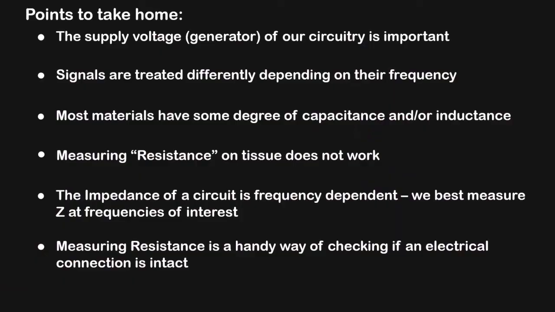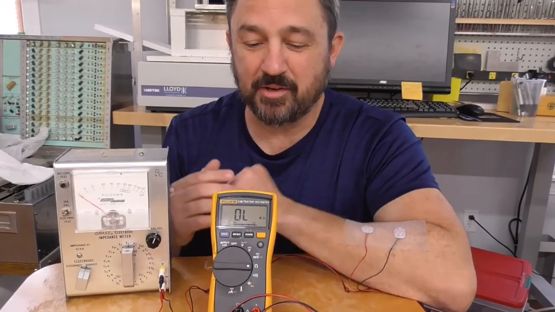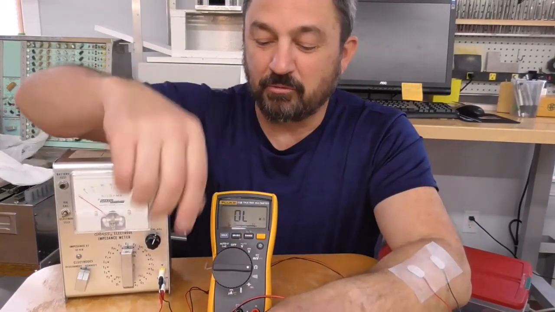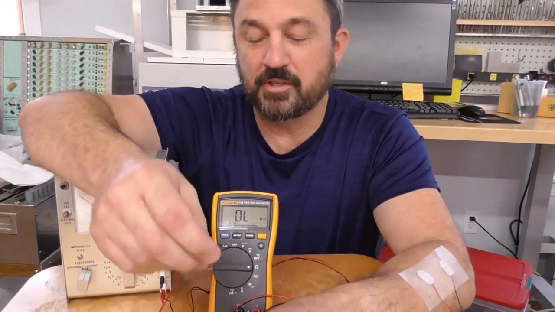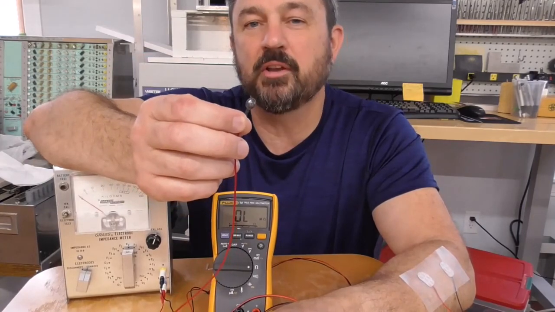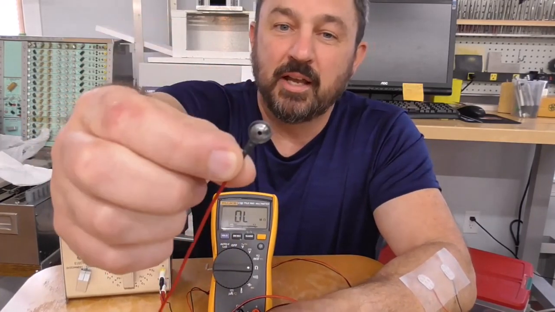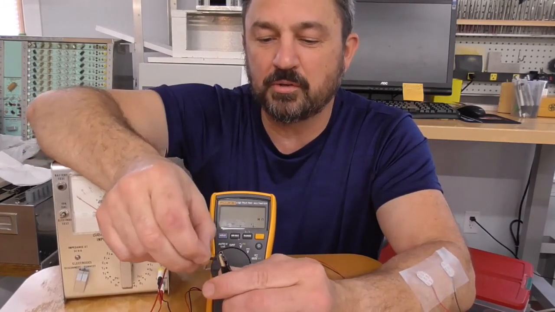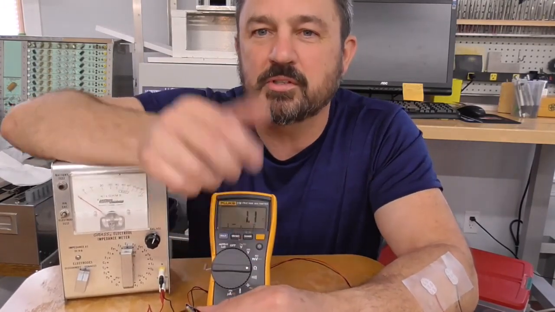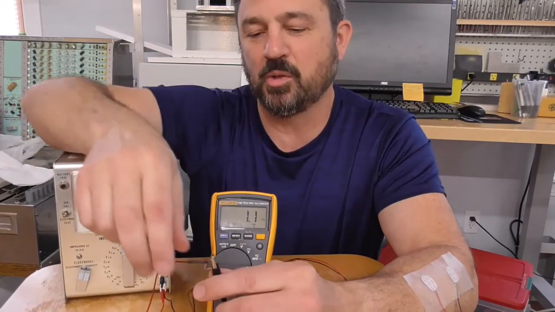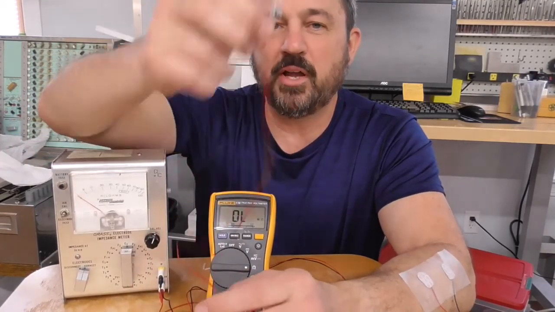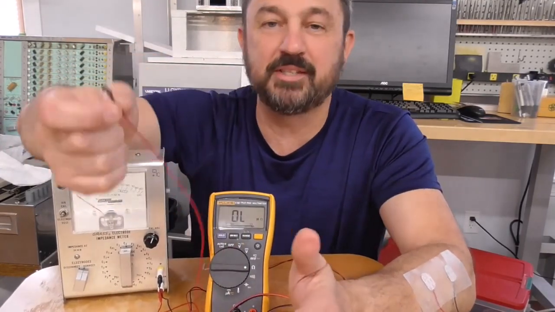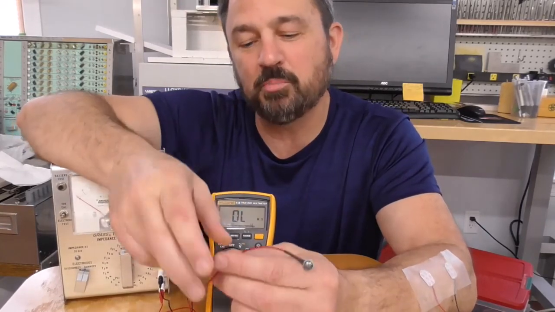Measuring resistance is a handy way of checking if an electrical connection is intact. But hey, don't be down on ohm meters. They serve a very important purpose. For instance, monitoring the integrity of our lead wire. There's an EEG cup electrode, and we can use the ohm meter to measure the resistance, which is 1.1 ohms. So the lead wire on that EEG cup electrode is intact, but that's not measuring impedance.